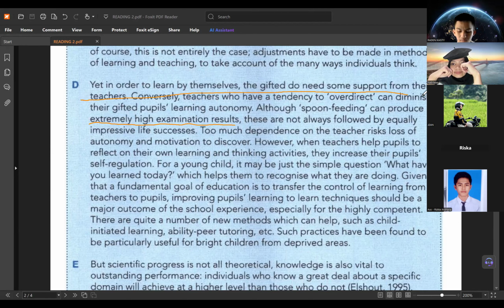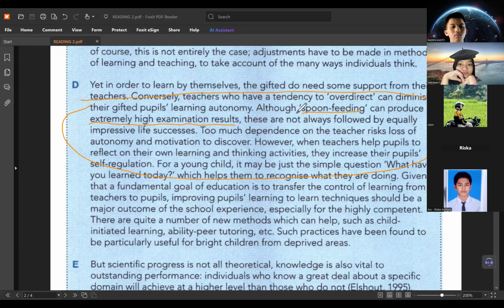So now let's skim. Although spoon feeding can produce extremely high examination results, these are not always followed by equally impressive life success. Meskipun menyuapi dapat menghasilkan hasil tes yang sangat tinggi. These are not always followed by equally impressive life success. Ini tidak selalu menghasilkan keberhasilan hidup yang mengesankan bagi siswa.